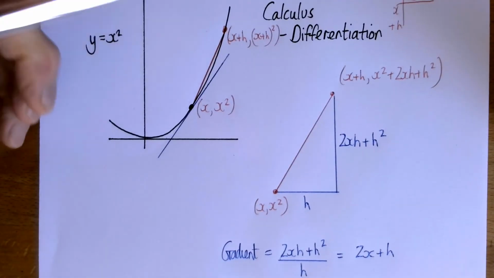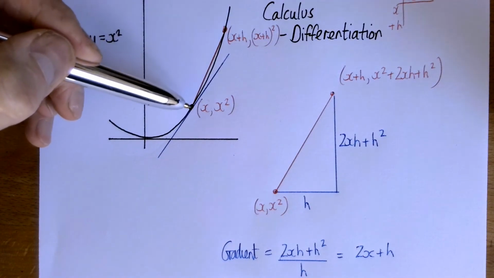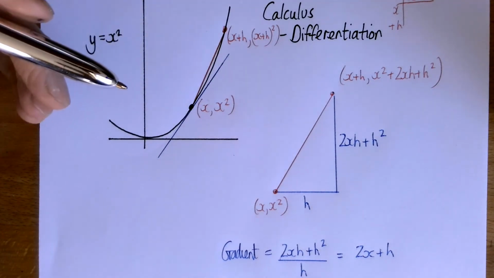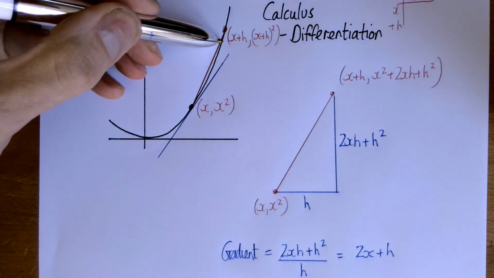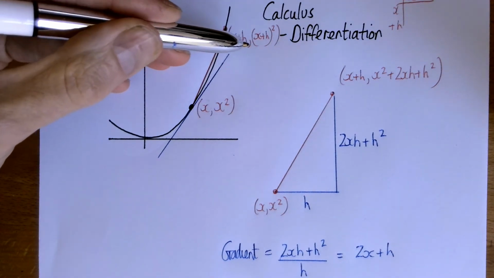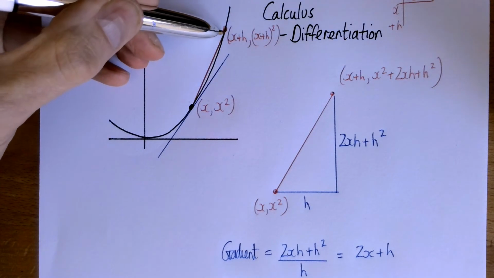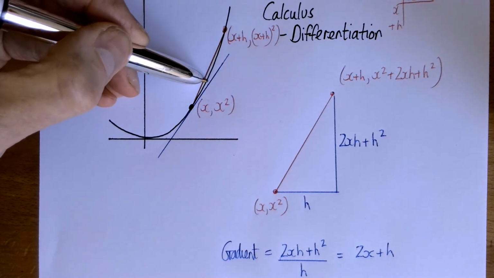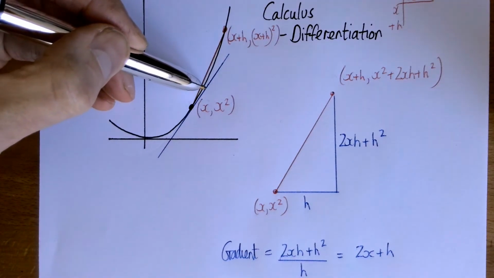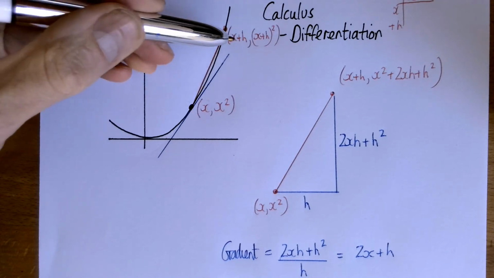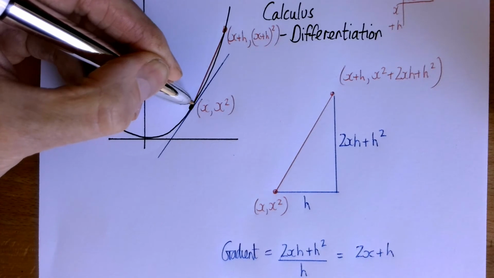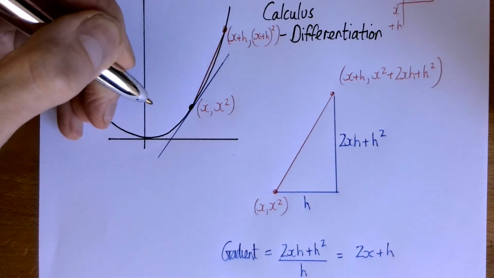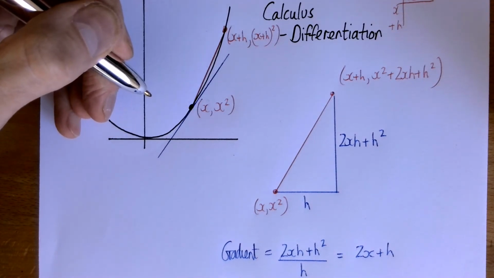I said that the red line wasn't very different to the blue line, but it's not the same gradient, is it? But if I moved this point down the curve, if I made h smaller, as I came down the curve, the red line would become more and more like the blue line. And in fact, if h was so tiny that the point was so close to the original point you couldn't see it, it would pretty much be the gradient I'm after.